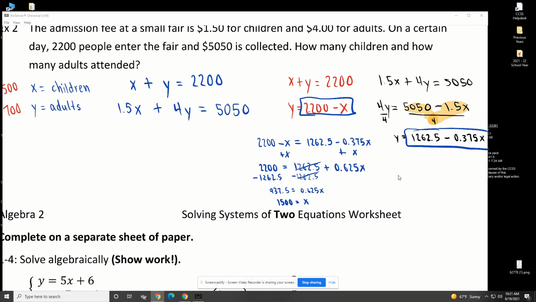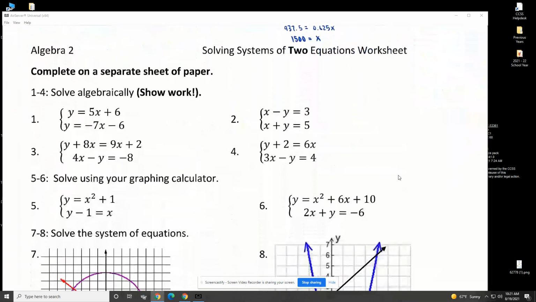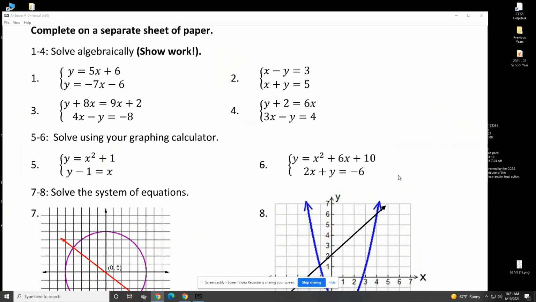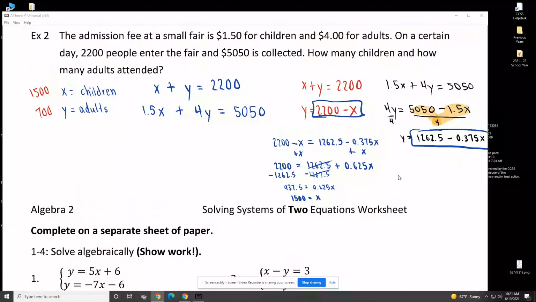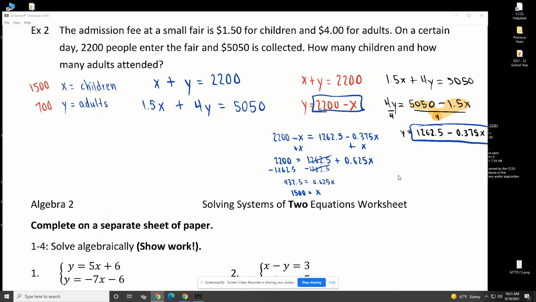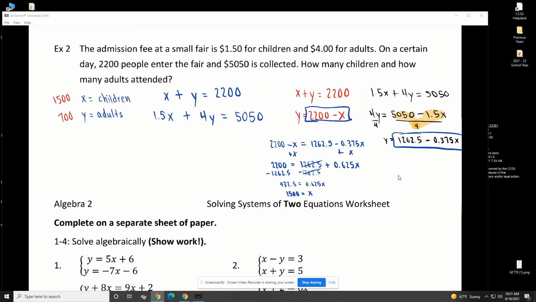Y'all only have one of those to attempt in your assignment. Your assignment's below. Read the instructions, because a couple of them want you to use your calculator, and I would encourage you, you got some time, go ahead and do the ones that say use your calculator. I think that's number 5 and 6. Go ahead and knock those out, and then you can do the rest of them algebraically, okay? All right, so 9 problems. Any questions? Stop this recording.